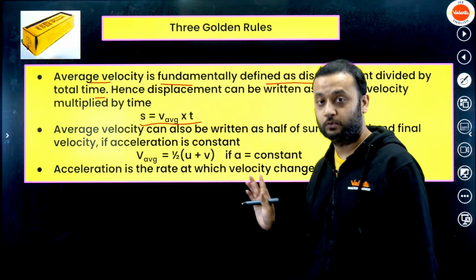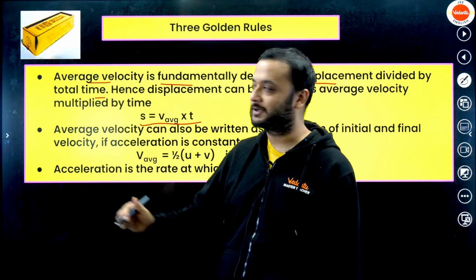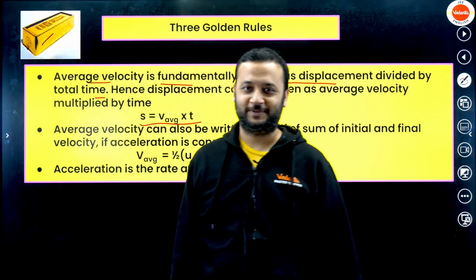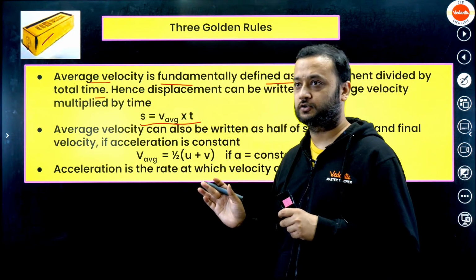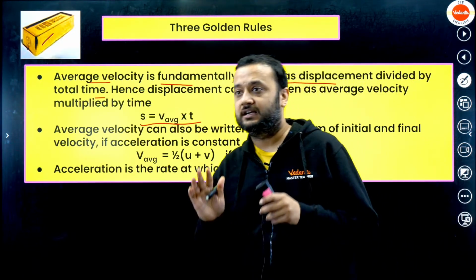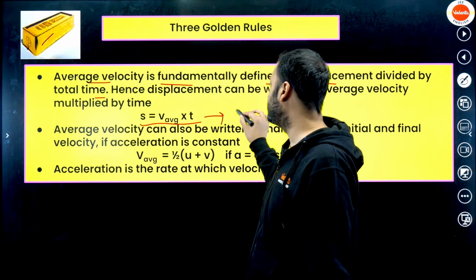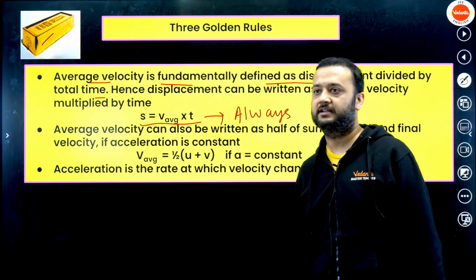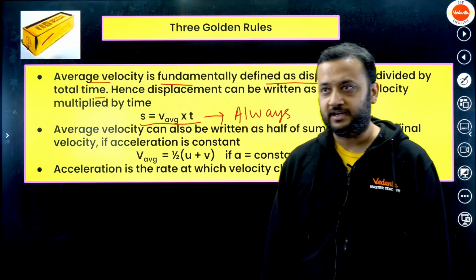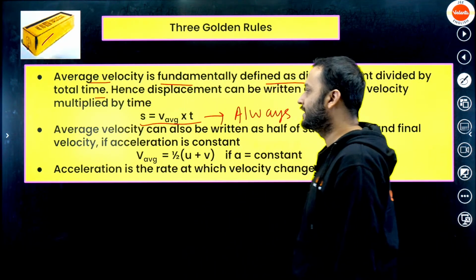So 3 rules I am telling you. The first golden rule is this. Each rule is gold dust, you can see over here, I have drawn the picture of gold as well. The first rule says that displacement is average velocity into time, and this rule is valid always because the fundamental definition of average velocity is displacement upon time.